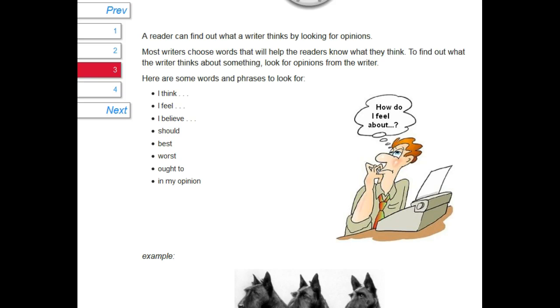A reader can find out what a writer thinks by looking for opinions. Most writers choose words that will help the readers know what they think. To find out what the writer thinks about something, look for opinions from the writer. Here are some words and phrases to look for: I think, I feel, I believe, should, best, worst, ought to, and in my opinion.